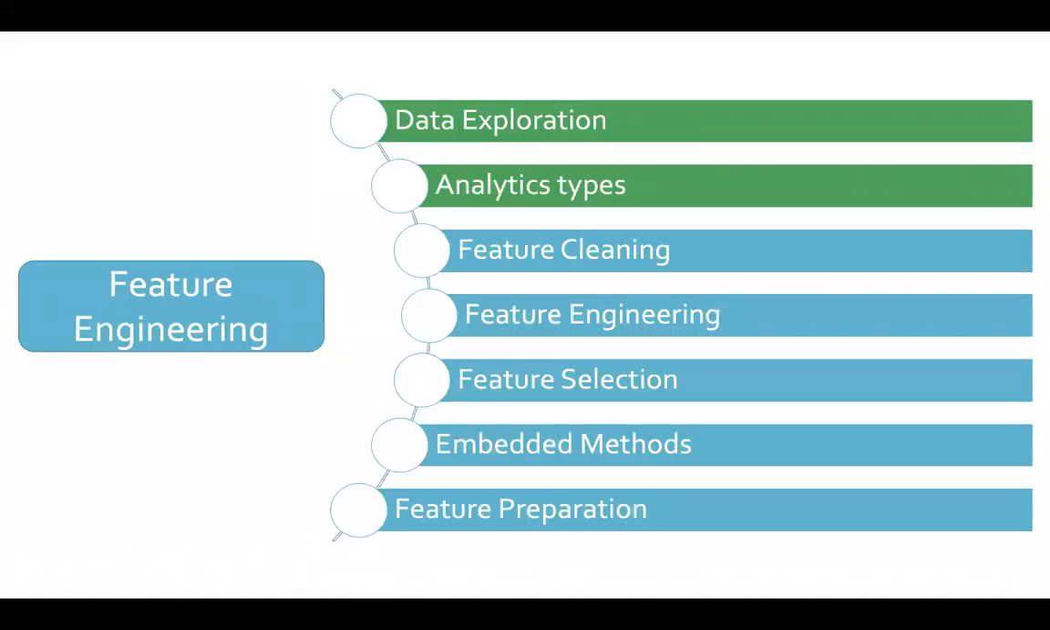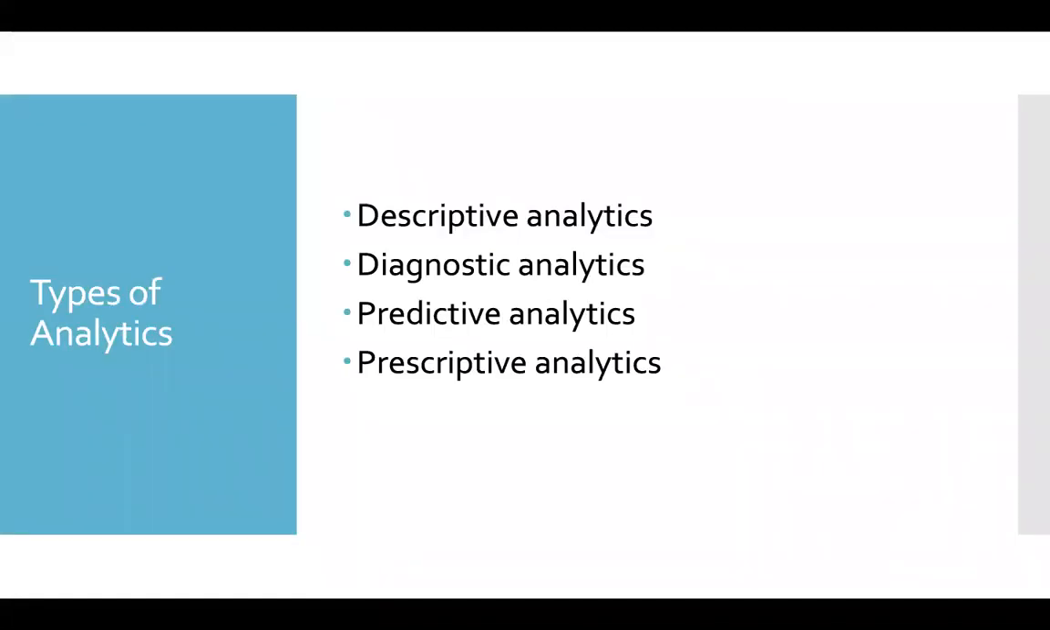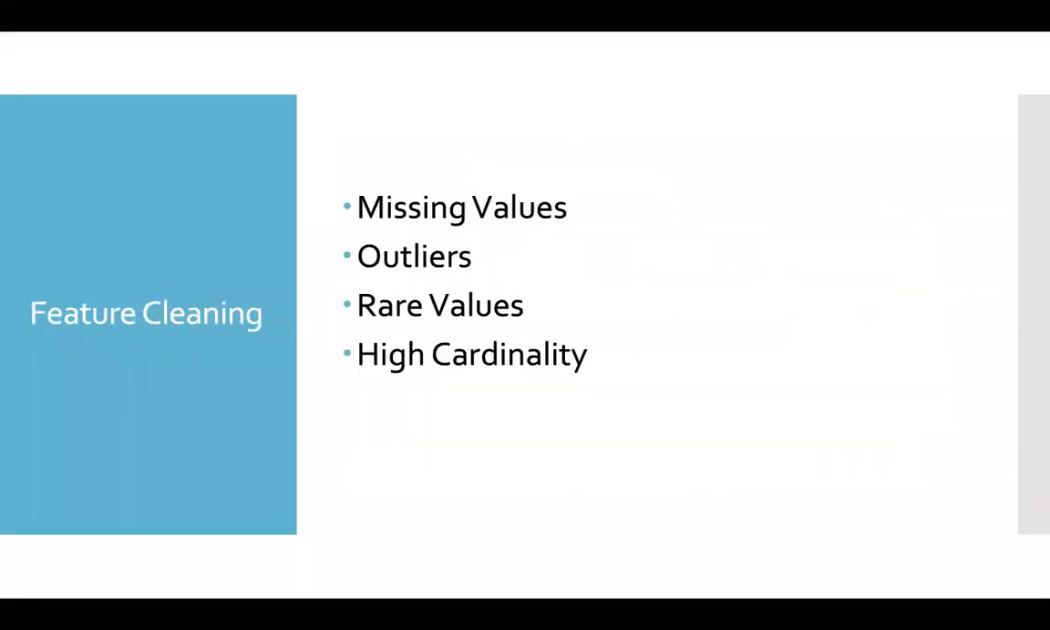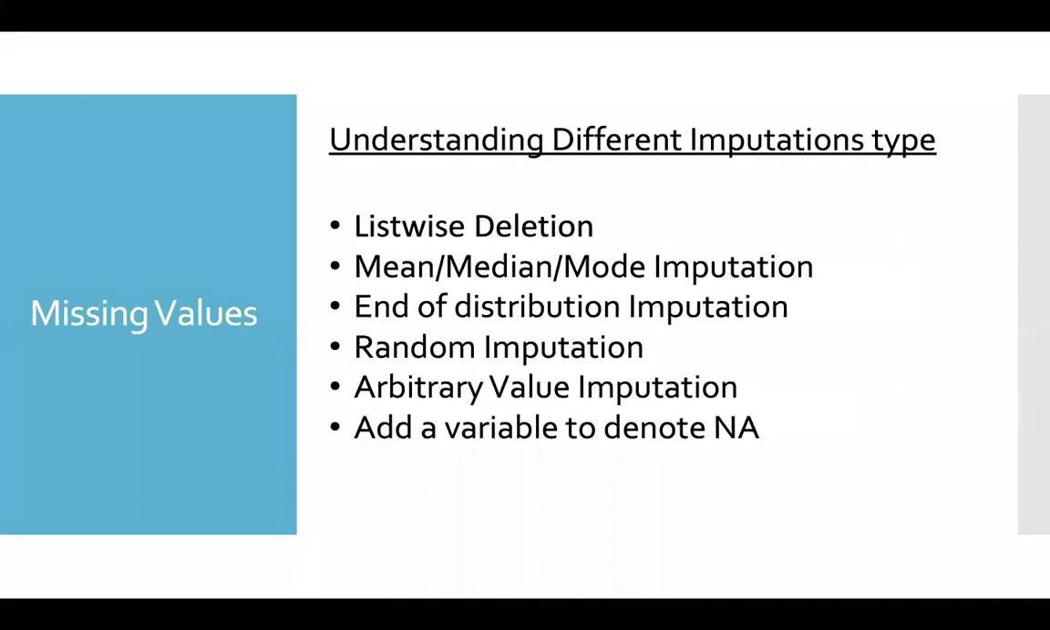Then we're going to dive into analytics types, and we have a lot of things to cover. So I'm planning to cover this in the upcoming week, where we talk about feature cleaning. What are the ways to do feature cleaning and feature engineering? I'll just give you glimpses of it. There are 4 kinds of analytics which we want to talk about. After that we talk about the different values like missing values, outliers, rare values, and high cardinalities. For example, with missing values: why we need to treat them, and what are the ways to treat them.